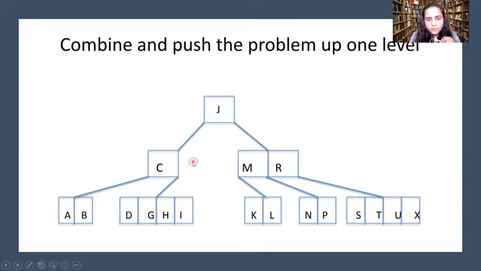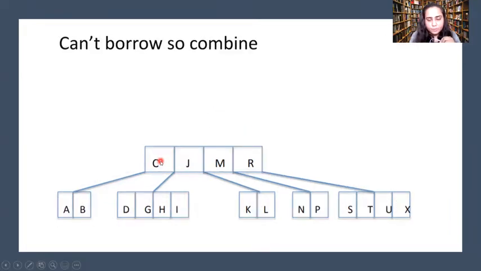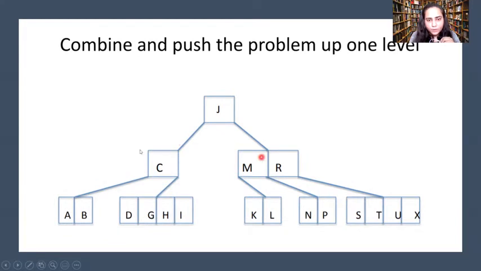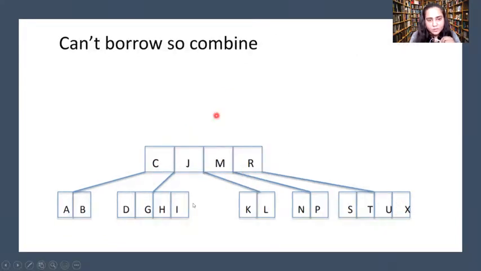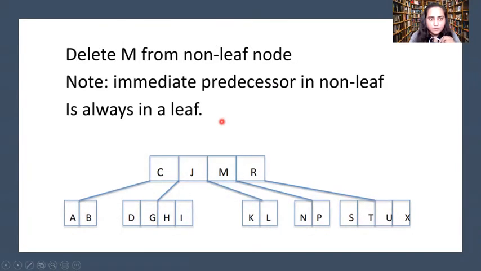And what we will do is, since there is a problem right here, we are going to merge these two also. So when we merge, J comes down and J comes right here. So it becomes C, J, M, R. So when we cannot borrow, we combine. And once it is combined, you can see that the size of the tree has now reduced. It is down by one level, and this is what your tree looks like now. So this is your B tree, and this is how you perform deletion in the B tree.